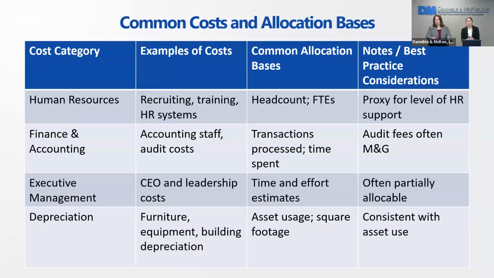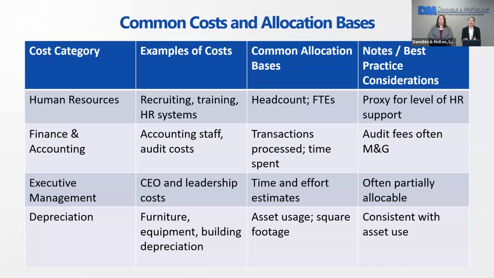Finance and accounting could be your accounting staff, could be audit costs, and could be allocated based on transactions processed, time spent. A note there, audit fees are often management and general expenses. Later, we'll talk about best practices and common pitfalls. One thing to note here, your functional statement should be presenting the fact of the function. If an audit is an administrative requirement, it's going to be a management and general expense on your functional allocation.